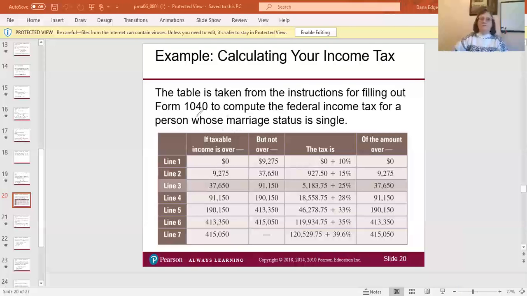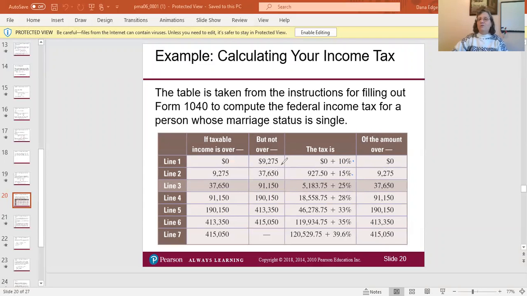This is actually taken from Form 1040 for computing federal income tax for a person who is single. The way we compute income tax in the US is what's called a graduated scale. Once they have calculated how much income they have to pay tax on, after your deductions and everything, this is what's left of your income that you're going to pay tax on.